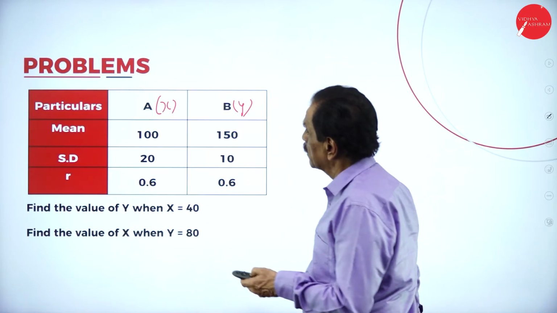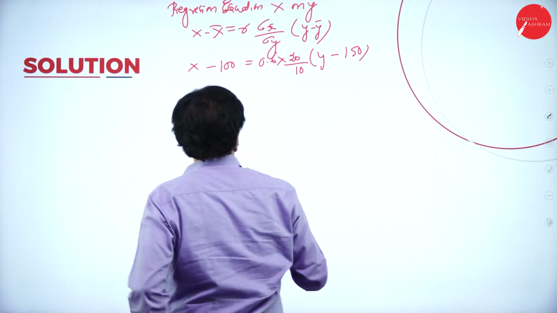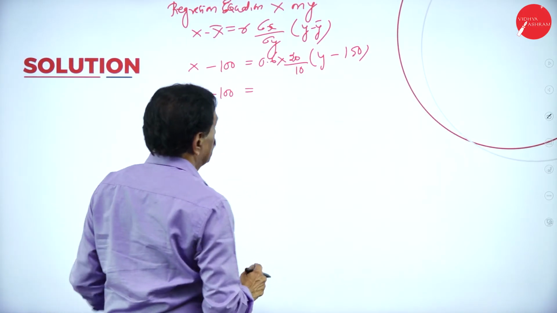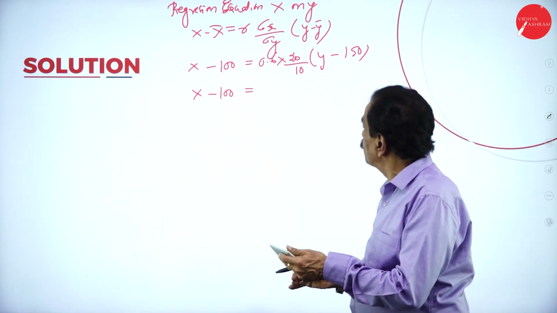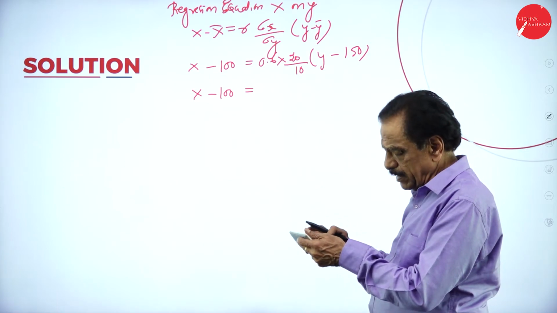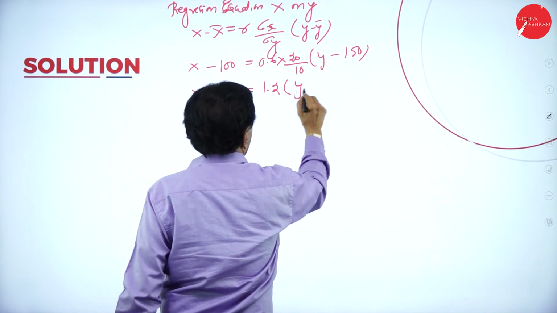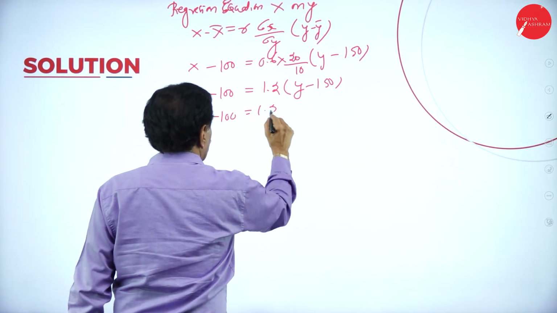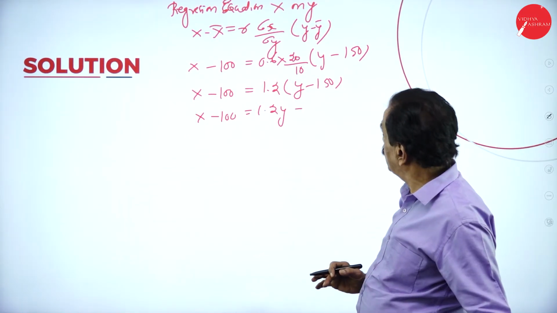Y minus your y mean is 150. Simplify. X minus 100. 0.6 into 20 divided by 10 is 1.2. 1.2 into y minus 150, x minus 100. 1.2y, and 1.2 into 150 is 180.